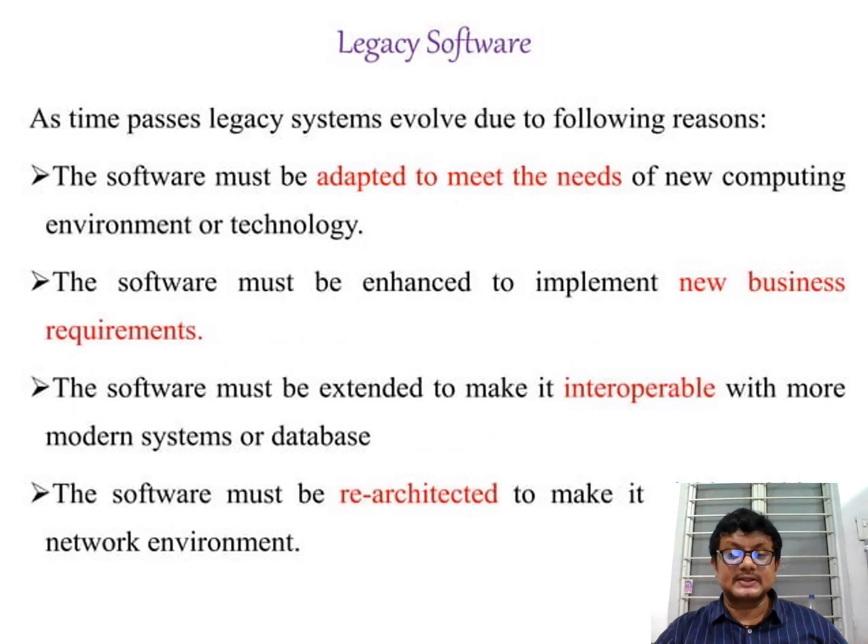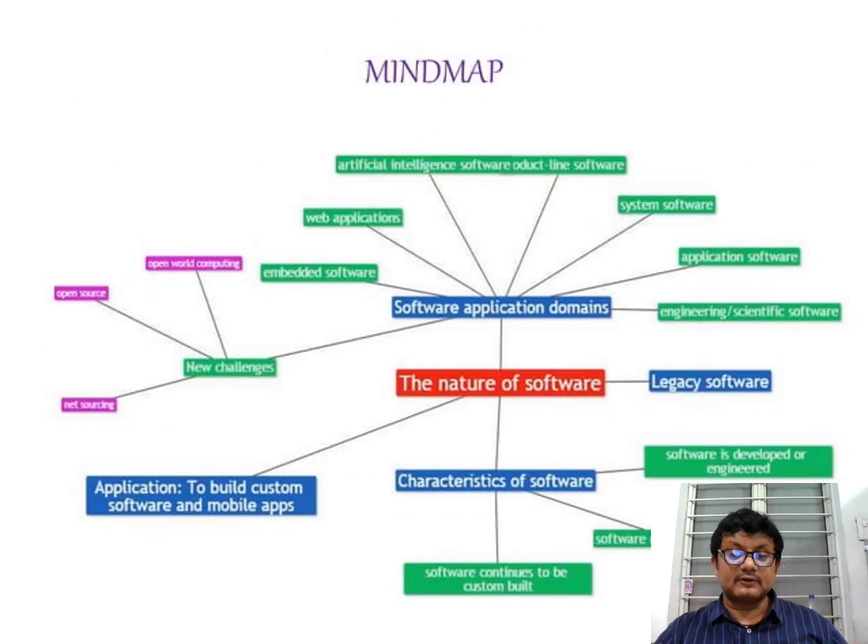As time passes, legacy systems evolve due to the following reasons. The software must be adapted to meet the needs of new computing environments or technology. The software must be enhanced to implement new business requirements. The software must be extended to make it interoperable with more modern systems or databases. The software must be re-architected to make it work in a network environment.